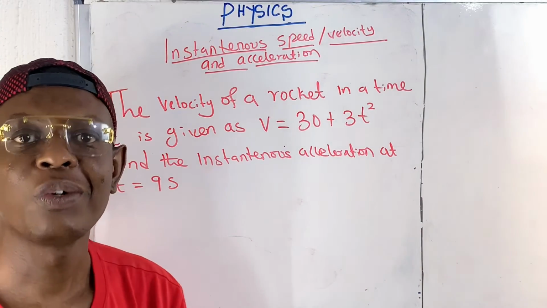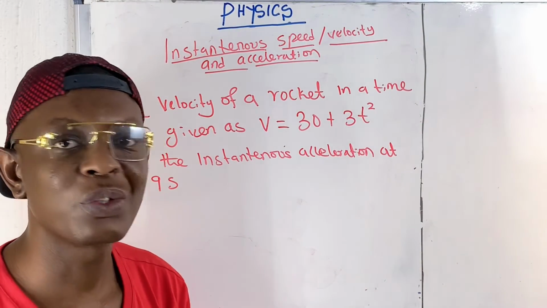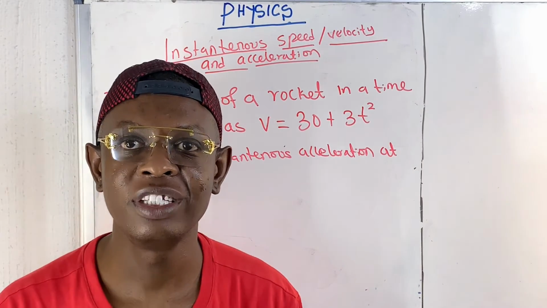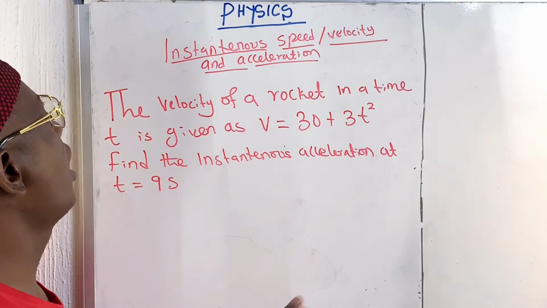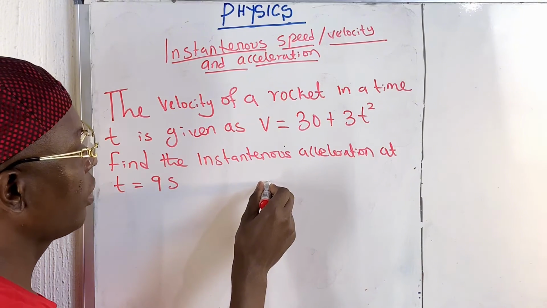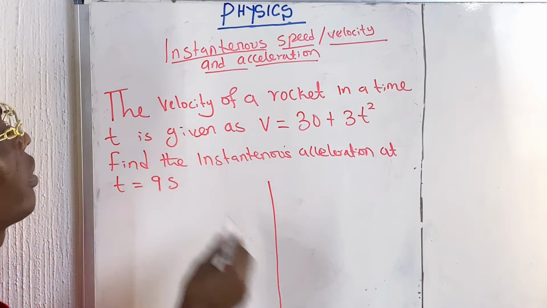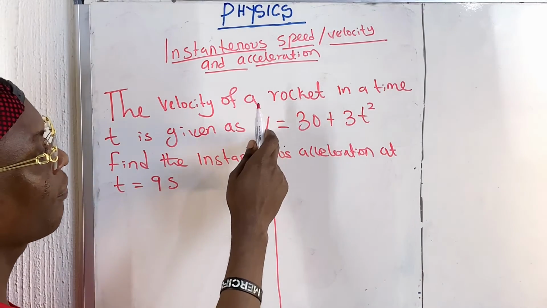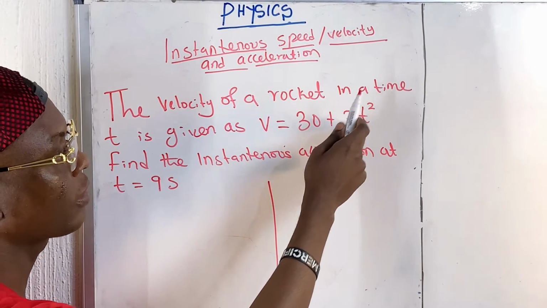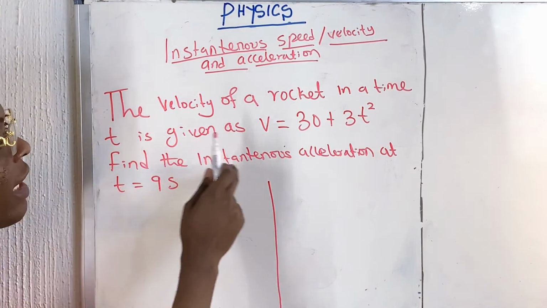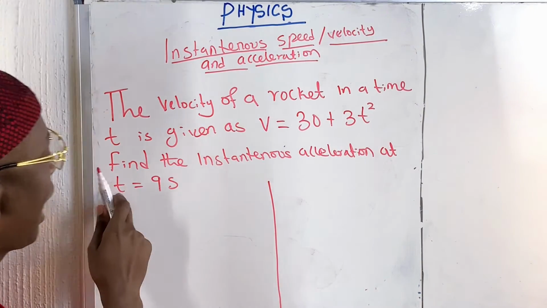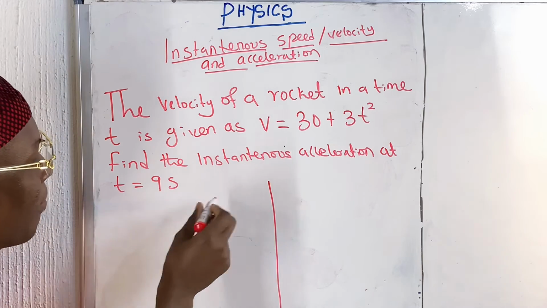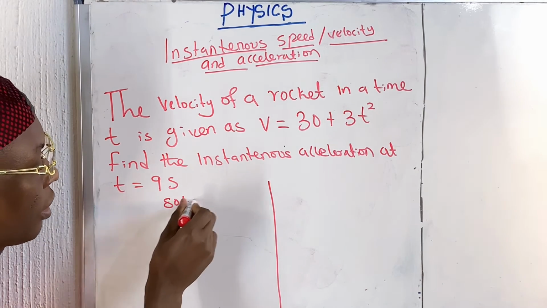Alright guys, so we have a problem that has to do with instantaneous acceleration. So let's provide a solution to it. It goes this way. The velocity of a rocket in a time t is given as v is equal to 30 plus 3t squared. Find the instantaneous acceleration at time 9 seconds. At time 9 seconds. Solution.